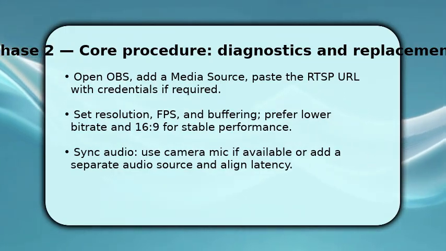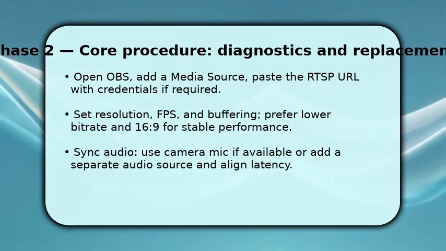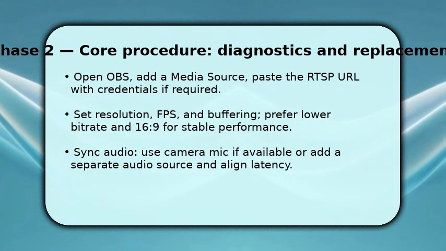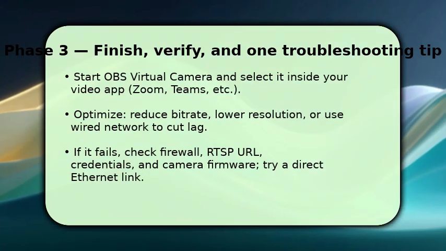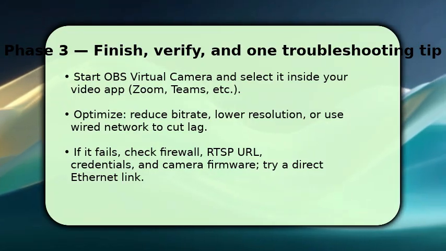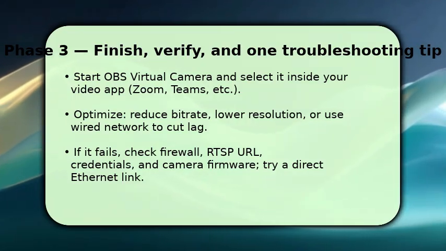Finally, attach audio, either the camera's mic or a separate input, and use OBS sync tools to align sound and picture. Finish by starting the OBS virtual camera so the stream appears as a selectable webcam in your meeting app. Choose it in Settings and verify Preview.